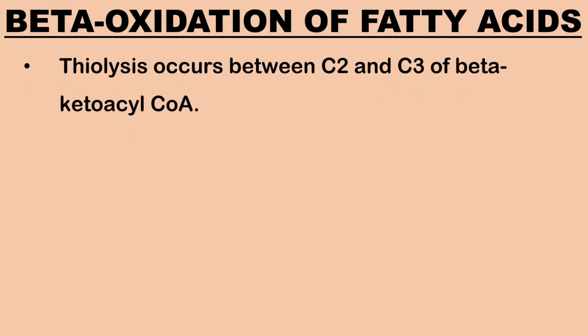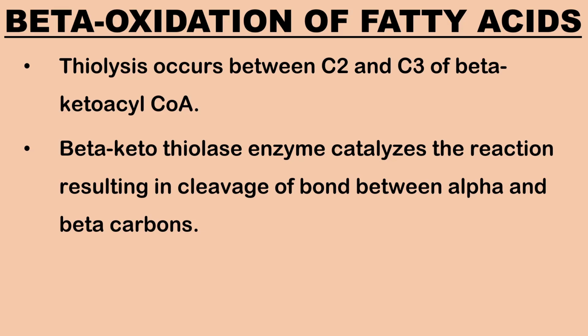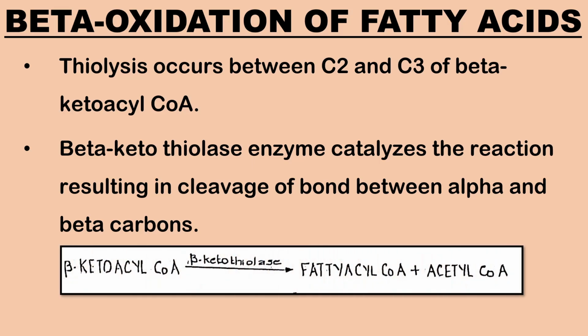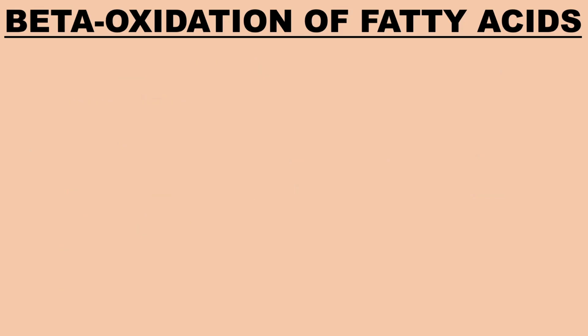Thiolysis occurs between carbon 2 and carbon 3, that is, alpha and beta carbons of beta-ketoacyl coenzyme A. Beta-ketothiolase enzyme catalyzes the reaction leading to the cleavage of the bond between alpha and beta carbons. It is a thiolytic reaction producing one molecule of acetyl coenzyme A and a fatty acyl coenzyme A.